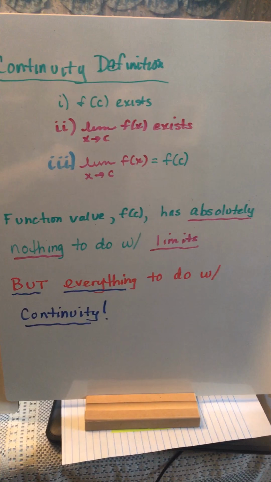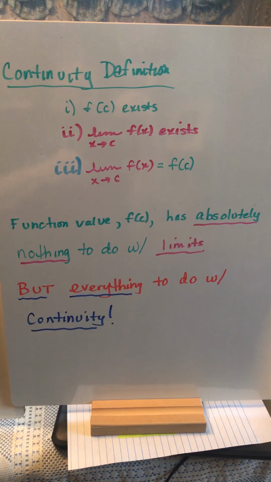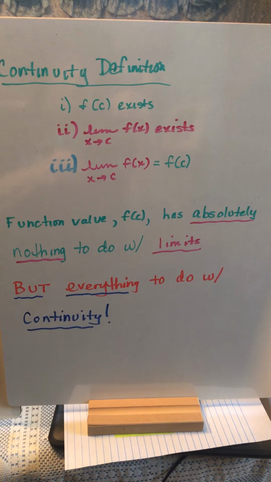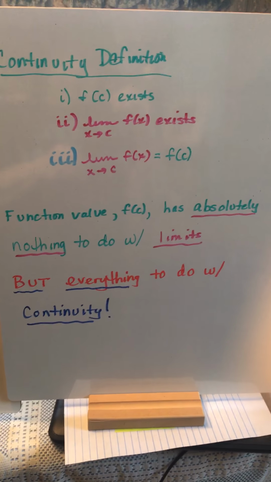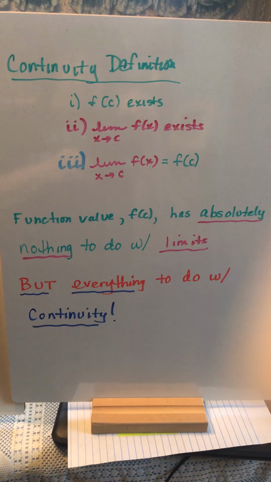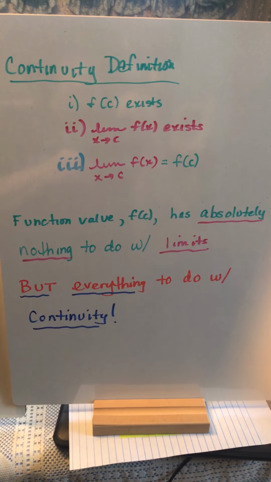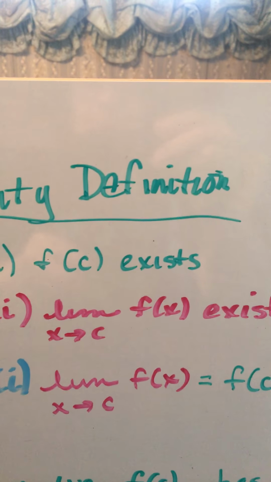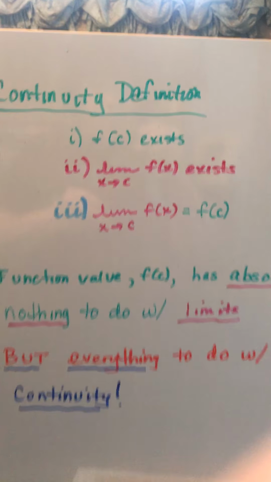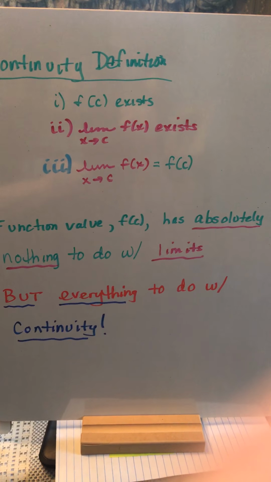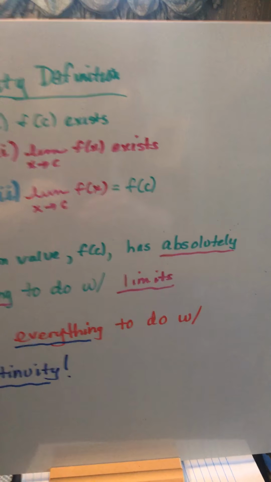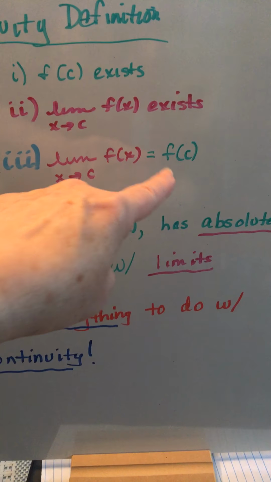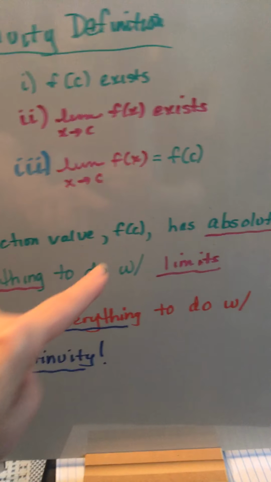The continuity definition says if the function value exists, the limit exists, and the limit is equal to the function value, then we're continuous. Notice the function value, f of x, has absolutely nothing to do with the limit, because I ask if the limit exists. I ask if the function value exists. Those are 2 separate things. But it has everything to do with continuity, because in continuity, the limit must equal the function value.